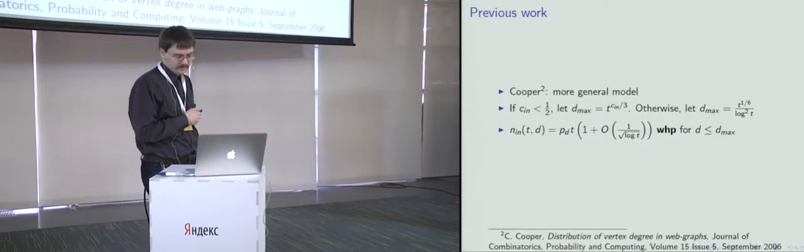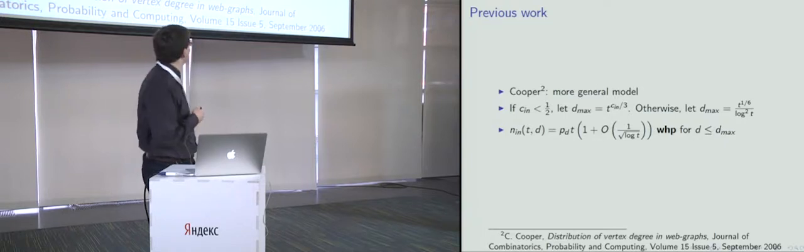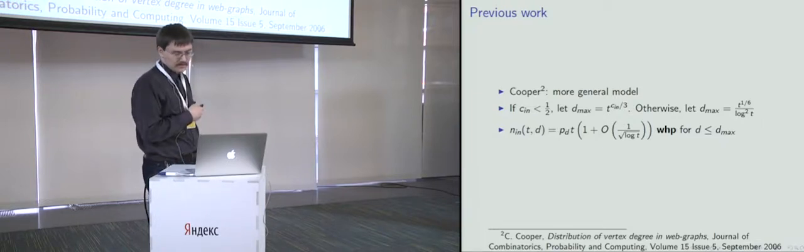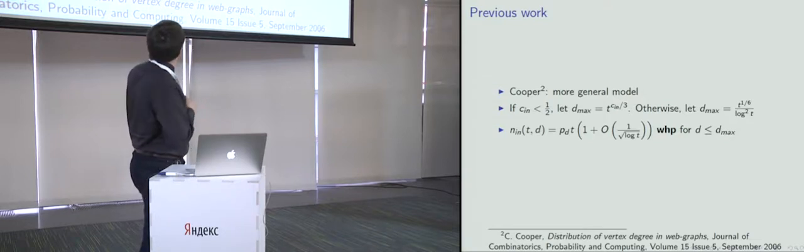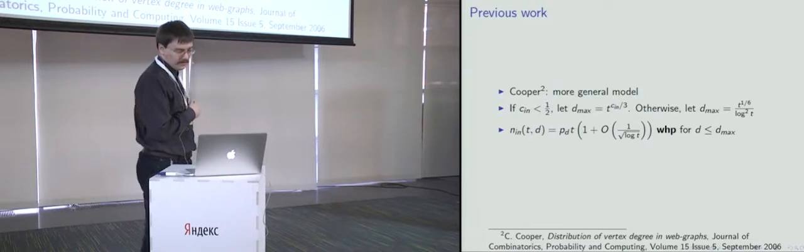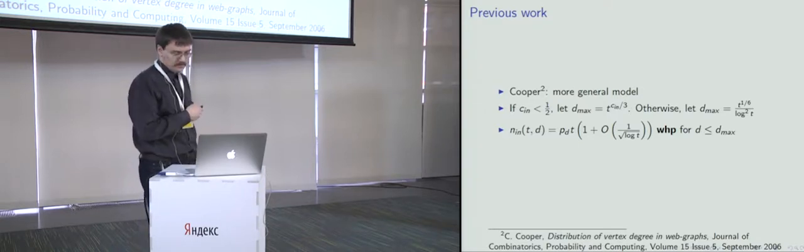Another known result was proved by Cooper. He considered a slightly more general model and attains these results. Essentially, a power law until the degree reaches some power of the number of edges. And the remainder term decays when it grows, but decays quite slowly.